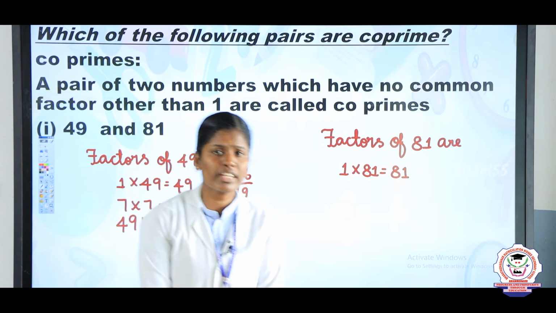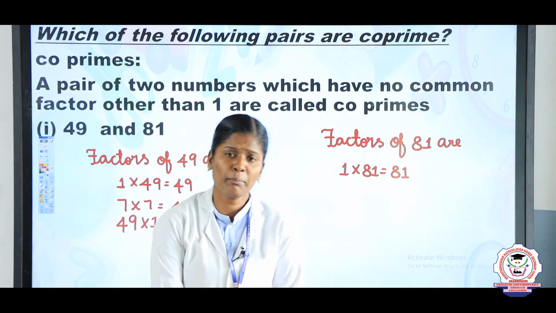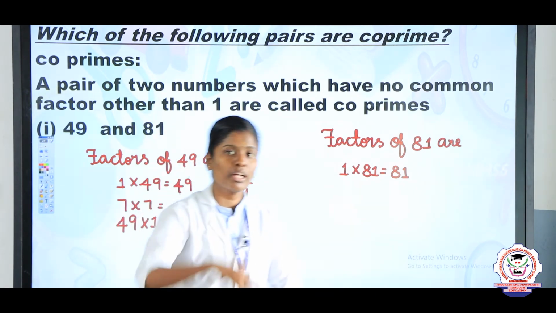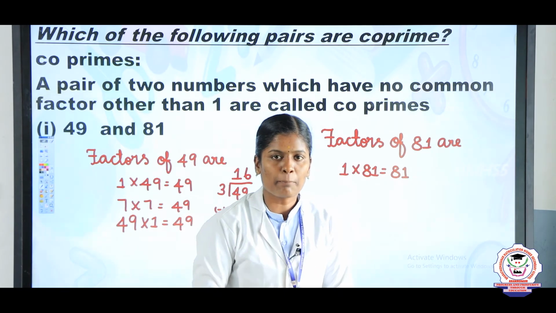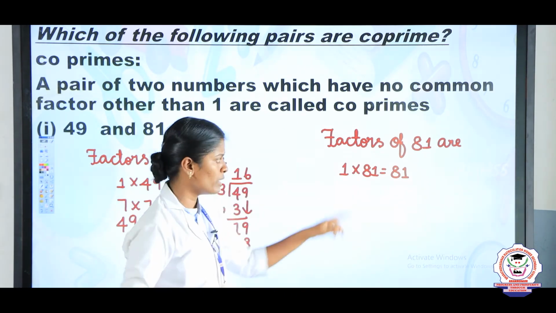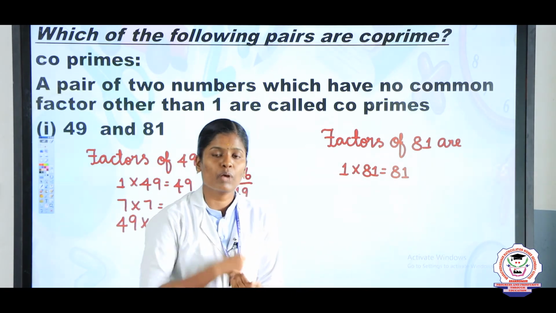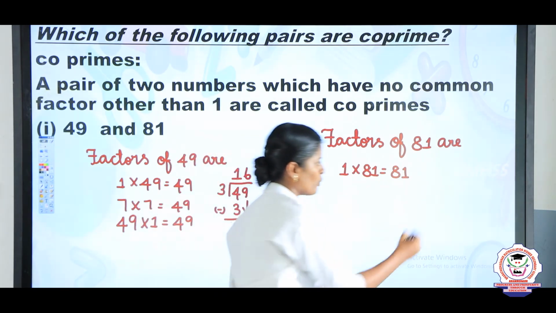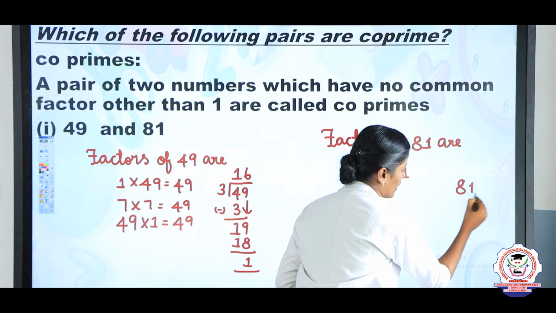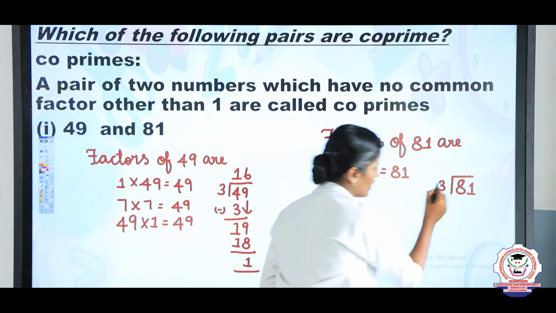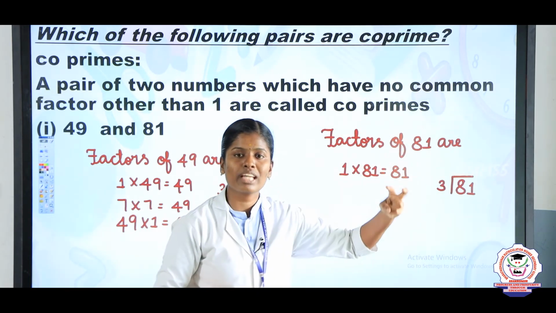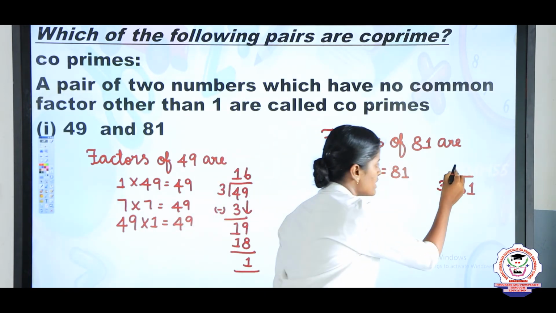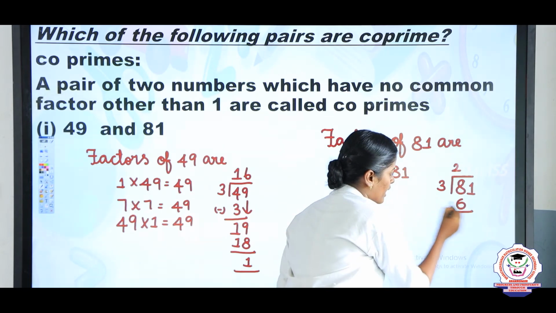Next we are going to find the 2 table. Does the 2 table have 81? No, it doesn't. Why? Because 81 is an odd number. The 2 table is fully even numbers. Next I will take the 3 table. Whether the 3 table has 81, now I am going to check. Take 81 divided by 3. Take the first number, that is 2 times 3. 2 threes are 6 and 8 minus 6.